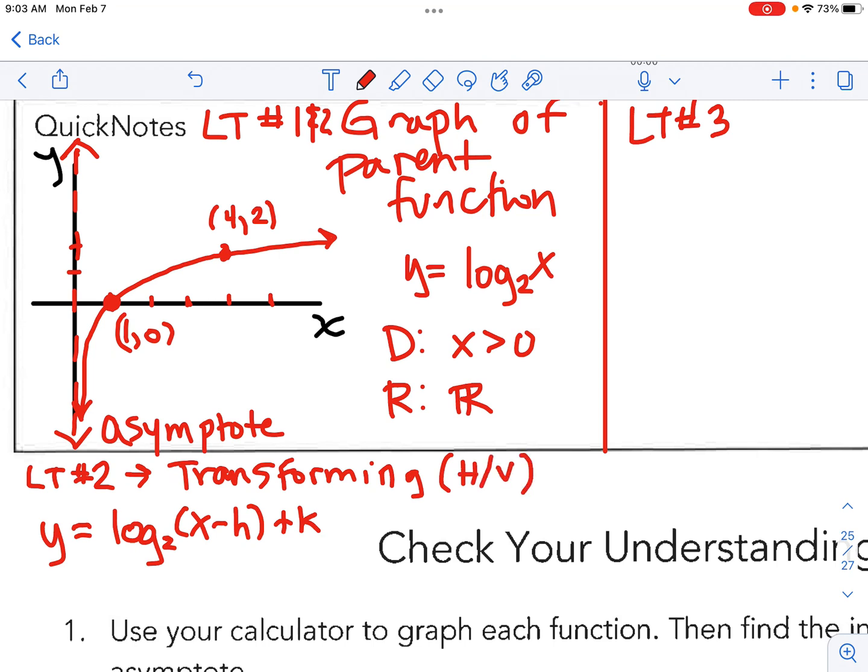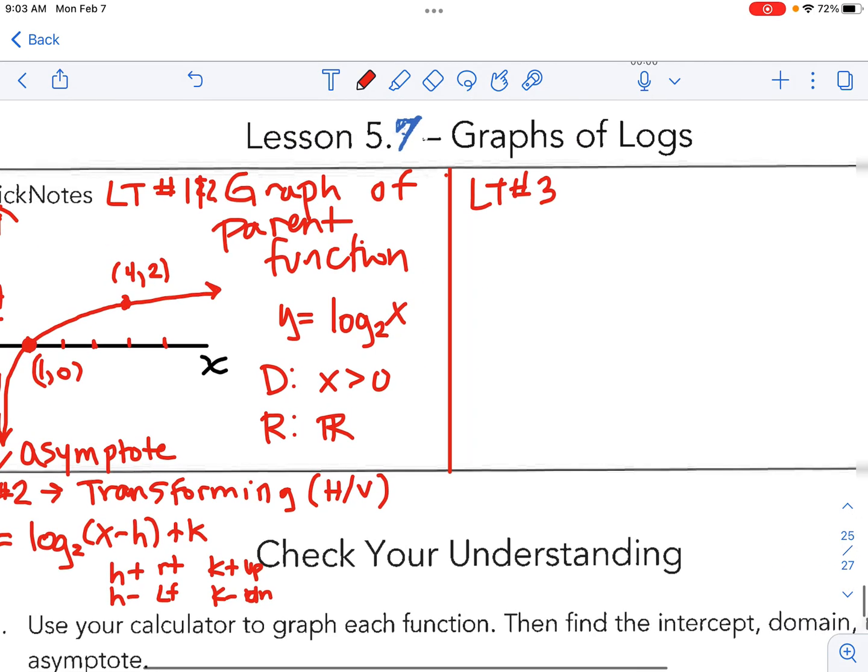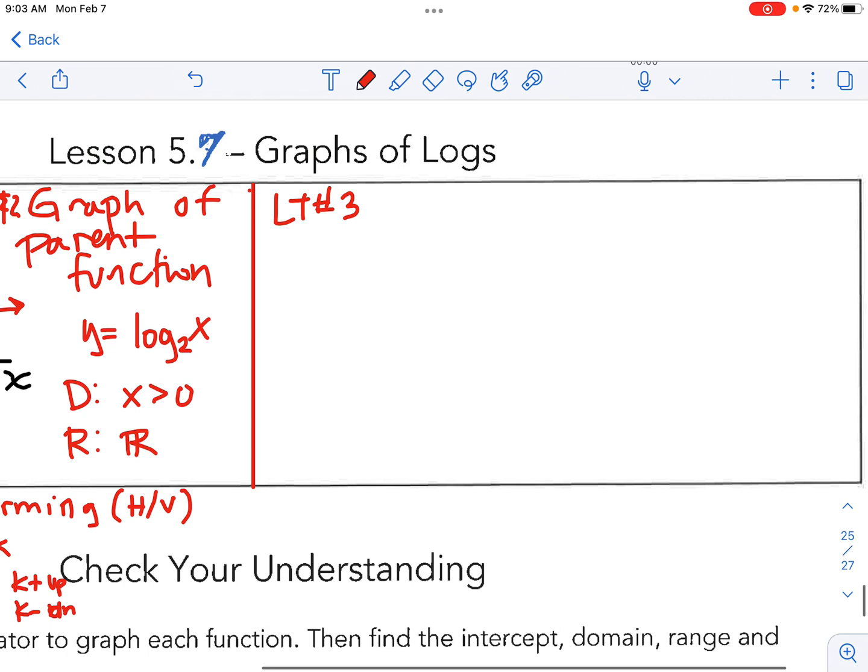And we're just going to stick to horizontal and vertical transformations. We're going to just stick to sliding this. We're not going to worry about the a and all that stuff, not for this section. We're just going to worry about translating it horizontally and vertically. So if h is positive, we go right. If h is negative, we go left. If k is positive, we go up. If k is negative, we go down. All that stuff that we were doing before. Learning target number 3 is that they are inverse functions.